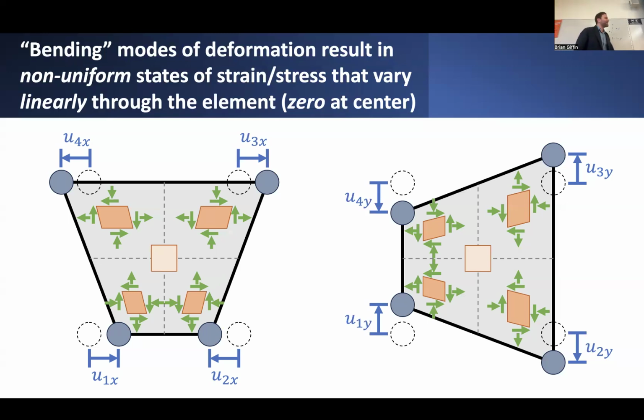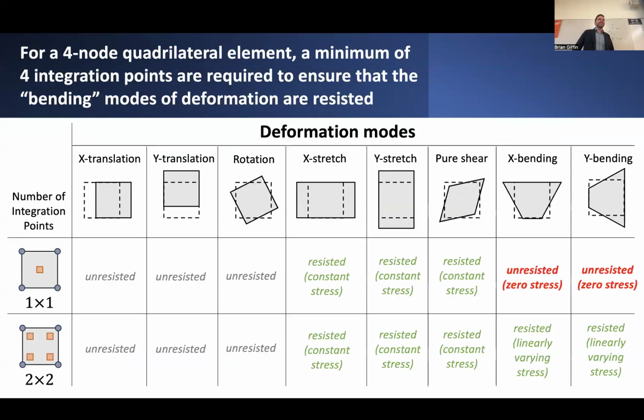If we tried to use just one integration point in these situations, what we want is to really capture the reality, which is that the stresses and the strains throughout this element will vary linearly through the depth of the element this way, or linearly through the depth of the element that way. But we miss that if we only use one integration point. And that's the problem.